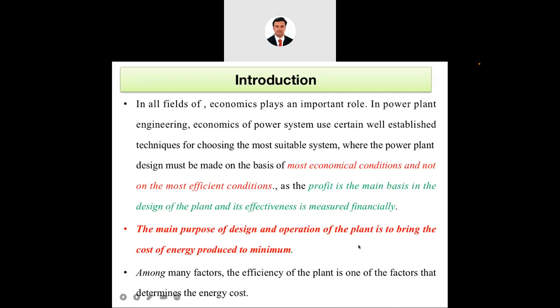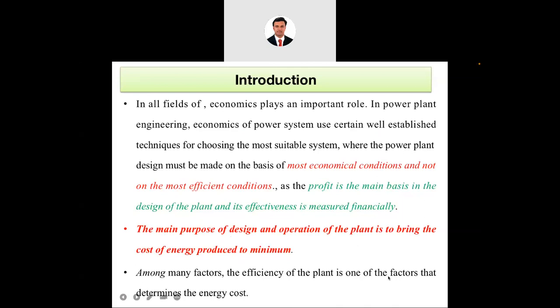The main purpose of the design and operation of the plant is to bring the cost of energy to the minimum level. If the cost of a unit of energy generated by your power plant is less, then more consumers will come and the demand for your energy will increase, right? So the main purpose of this economic aspect is to reduce the energy production cost to the minimum level, so the consumer gets the energy at minimum cost and the total profit increases.